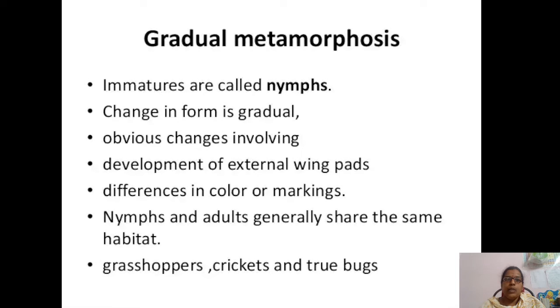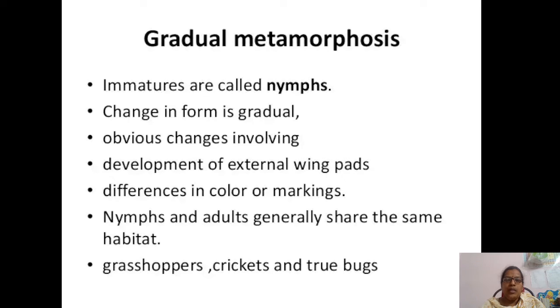The second type is called gradual metamorphosis, where the immatures are called nymphs. Here the change is in a gradual form. They won't change abruptly, but gradually. Obvious changes are involved, such as the development of external wing pads. In the adults, you may find the presence of wing pads, but in the immatures, you may not find the wing pads.